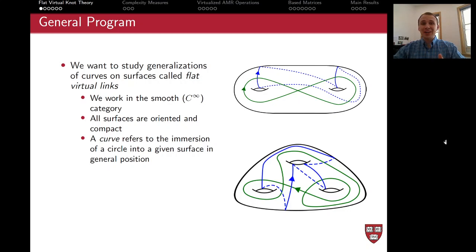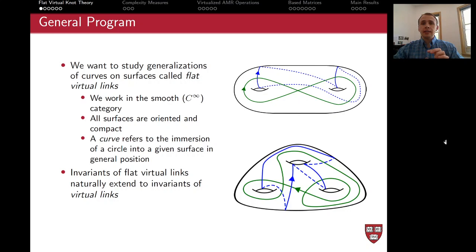So throughout the talk, I'm going to be working in the smooth category. All of our surfaces are going to be oriented and compact. And anytime I refer to a curve, what I'm really referring to is an immersion of a circle into some surface in general position. One of the reasons you might want to study these objects is because they lead to invariants of virtual links.